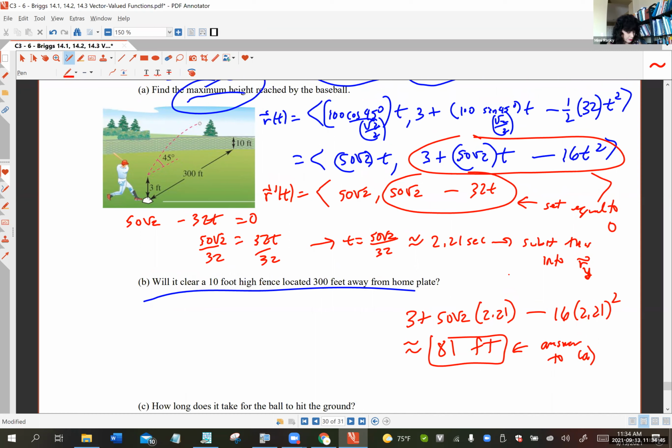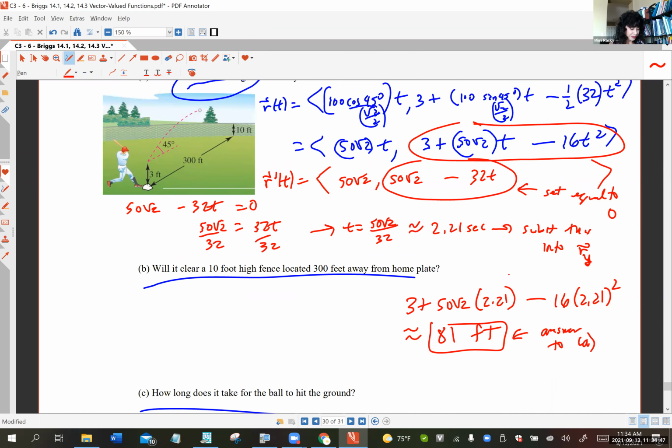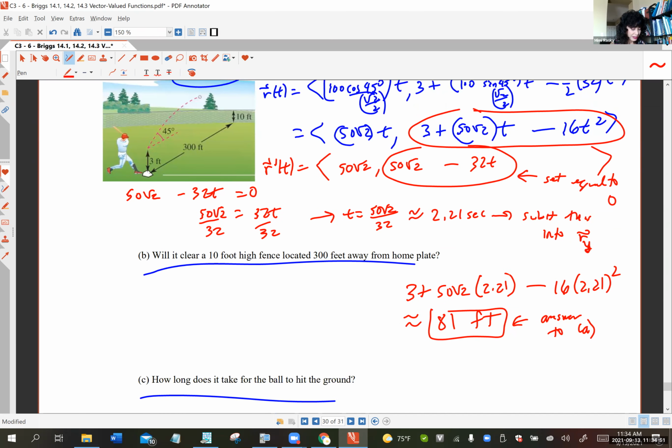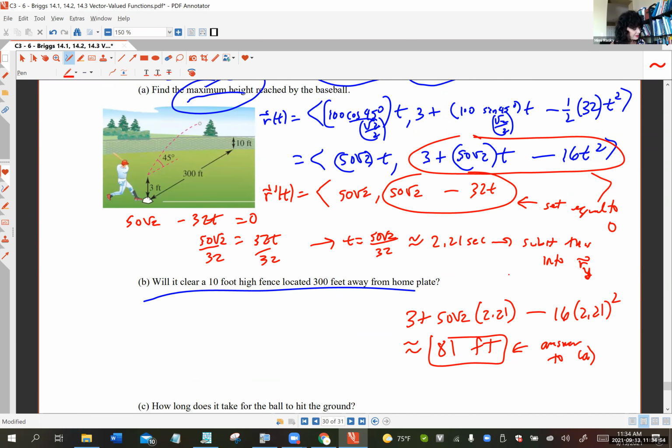So now the parts B and C, how do we even think about this? Well, you want to think about what your position function is doing. If you look at the picture, 300 feet away from home plate, there's this fence they got there. It's 10 feet high. Is this ball going to hit the fence, or is it going to be able to sail over the fence? Because if it sails over the fence, the guy for sure is going to get that home run.